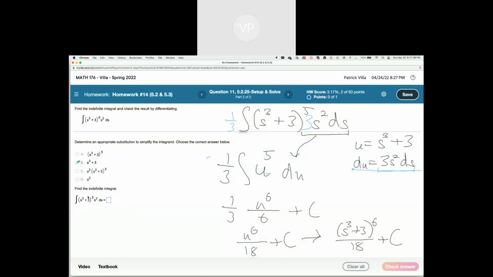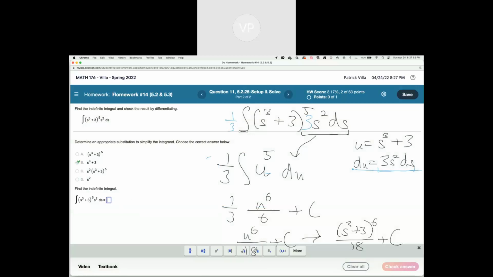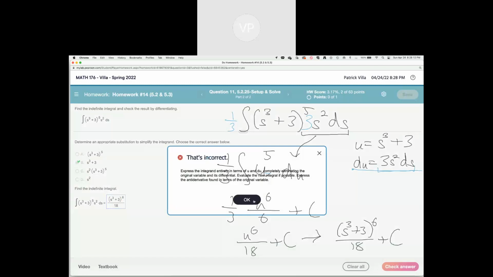And then part 2 is find the indefinite integral. So luckily we didn't do all that work for nothing over here. We have an s to the 3rd plus 3 to the 6th, end your parenthesis first. So let's see that again. And that whole thing is over 18. And I'll do it again. I won't put the C just to see that it'll get marked wrong.